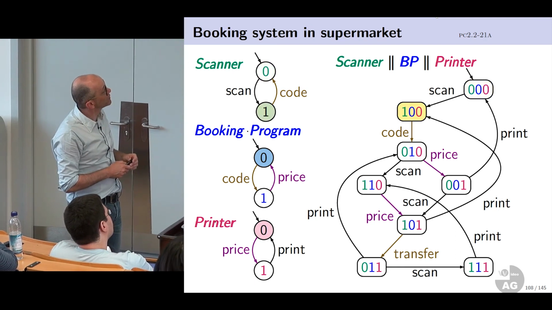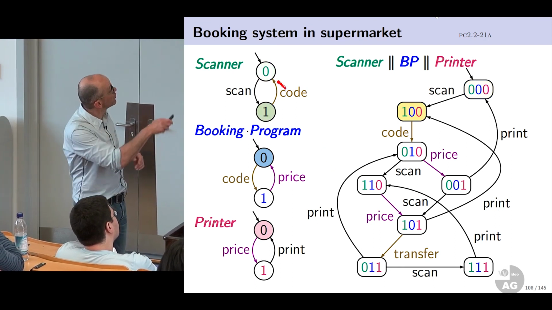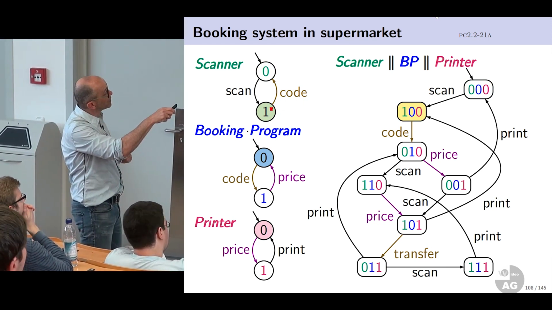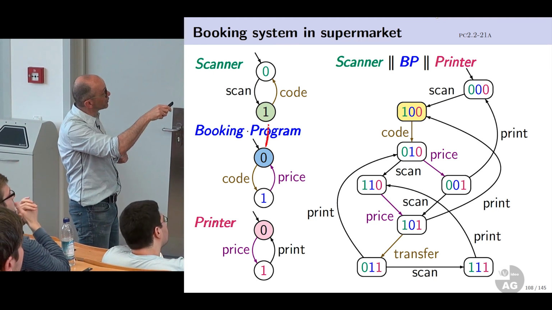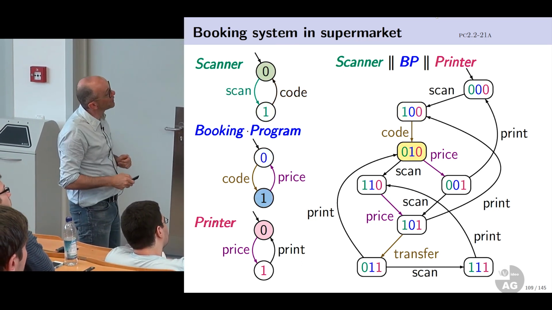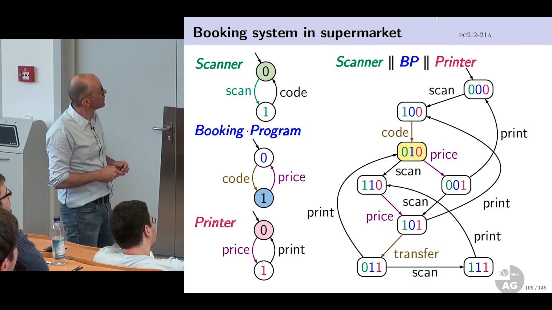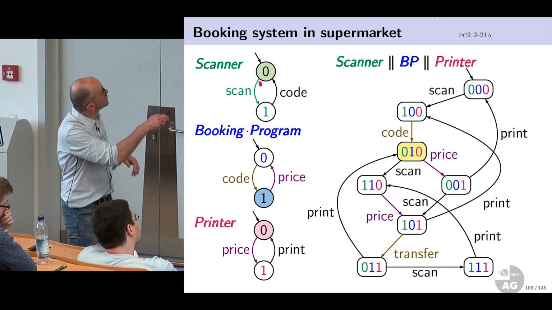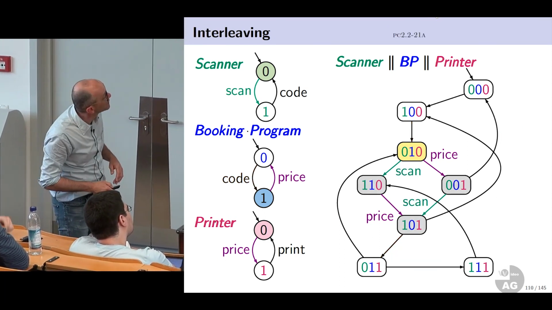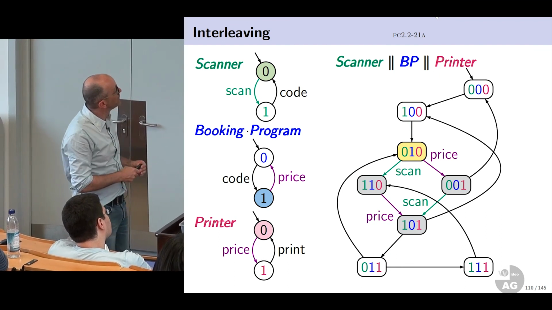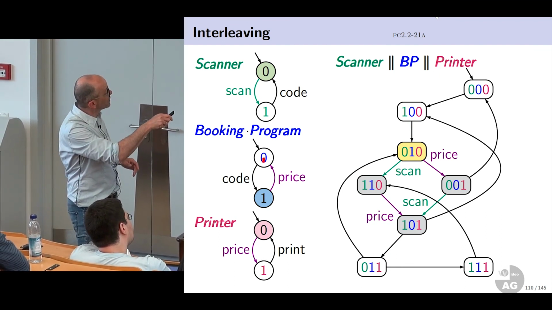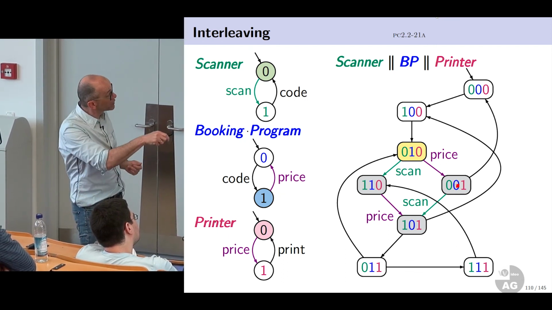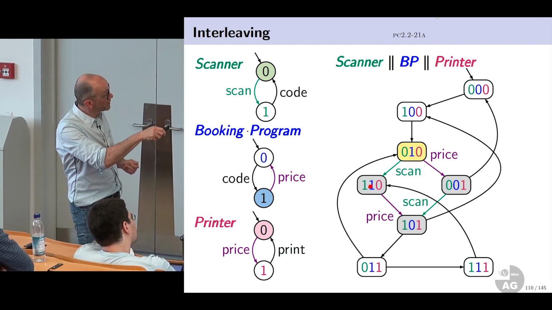So that's what's going to happen, we're going to scan. You see this one moves to that state over here. Now, this coding can happen because this one can move to 0, that one can move to 1. They do this simultaneously, so we go to that state. Now we can, for instance, scan the next. There's nothing against this. But you can also do the pricing, which means that this one synchronizes with that one, and you move to that state. In that state, you can still do the scanning, and in that state, you can still do the pricing.